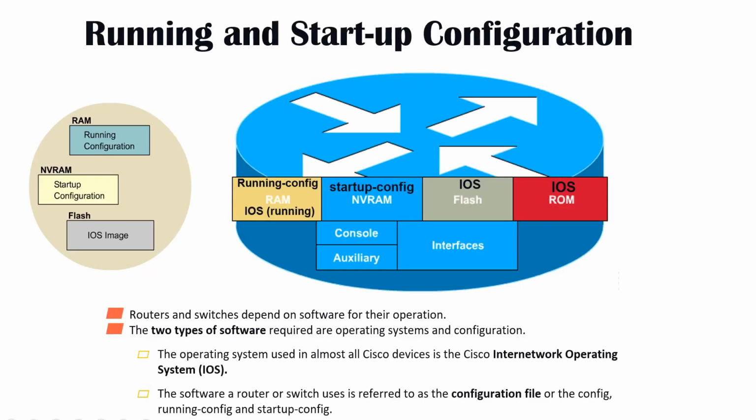As you know, without an operating system, the computer is unable to process anything. Similarly, a router or switch cannot function without an operating system. Routers and switches depend on software for their operation. The Internetwork Operating System is used in almost all Cisco devices. Cisco calls its operating system Internetwork Operating System, or IOS. IOS is the operating system software used on Cisco routers.